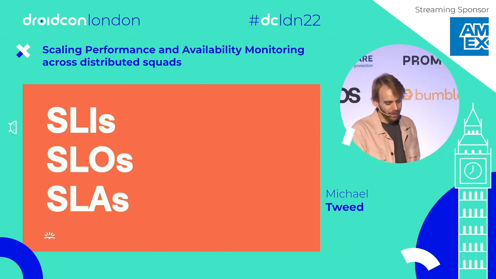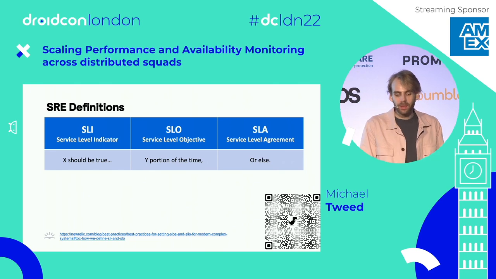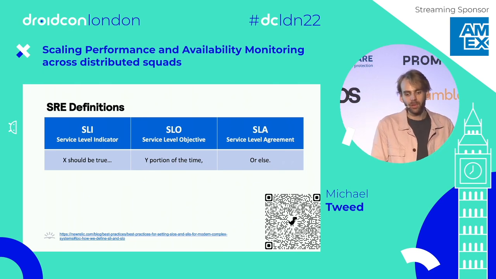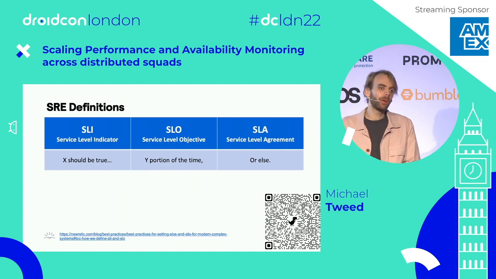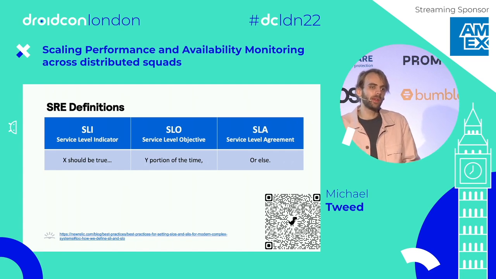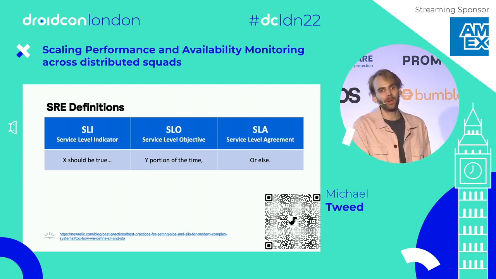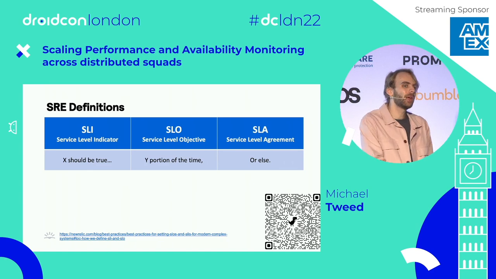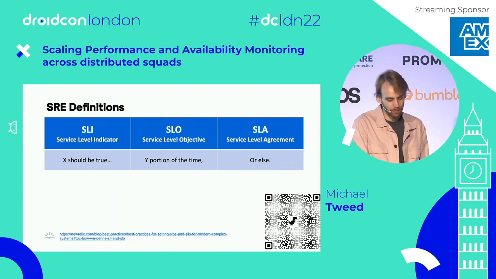But the way to look at it is taking a definition. We have SLI as your service level indicator. So this is the one that says this thing should be true. Then you have your objective, which is what portion of the time that thing should be true. And then the agreement, which is the "or else." Now, SLAs, the service level agreements, I feel like people here have the most familiarity with, because in a lot of contracts you sign, even with internet providers, it's the whole "you will get 99.9% uptime over the course of a year, or you'll get a refund on your bill," as an example.